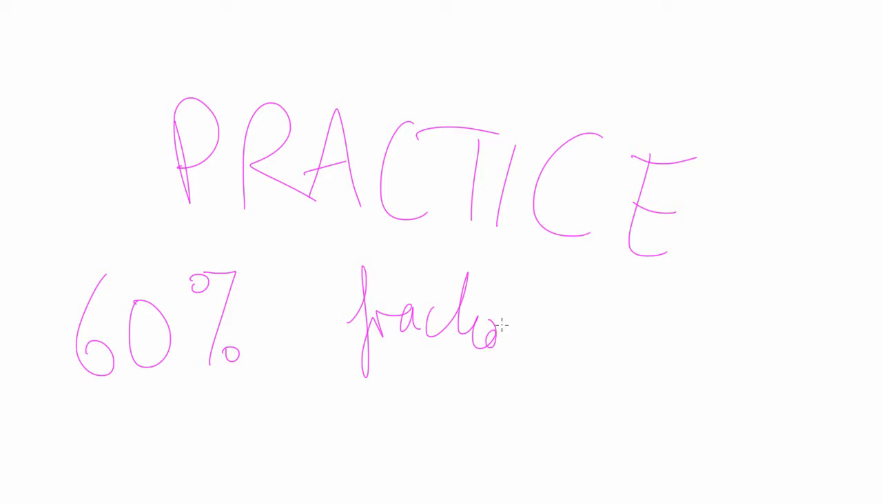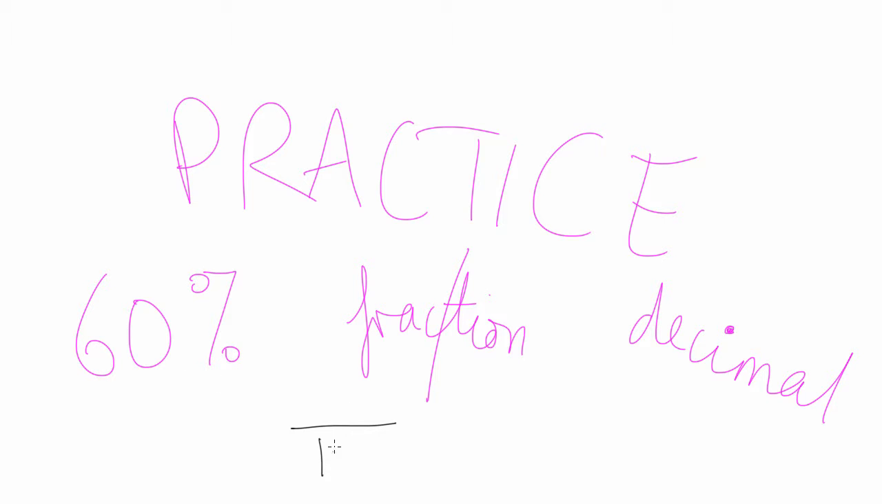First one. Write 60% as a fraction and as a decimal. I'll do this first one with you. Quick reminder. Percent equals per 100. That is how we write per 100. So we've got 60 over 100, 60 per 100.